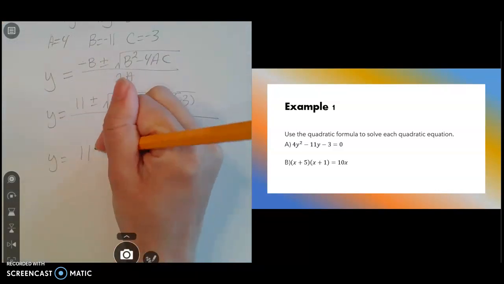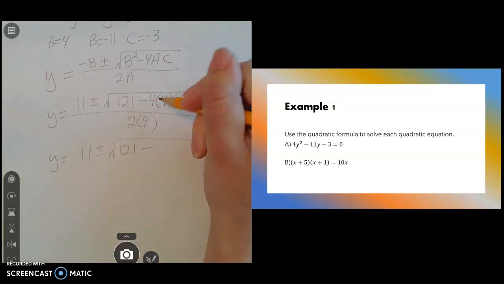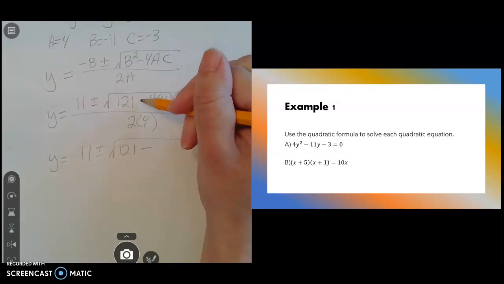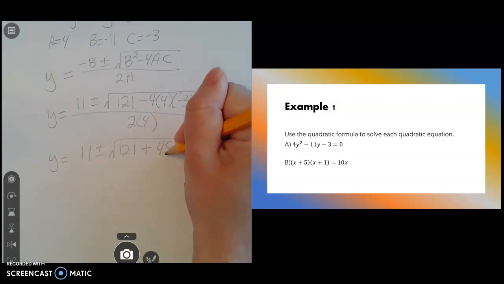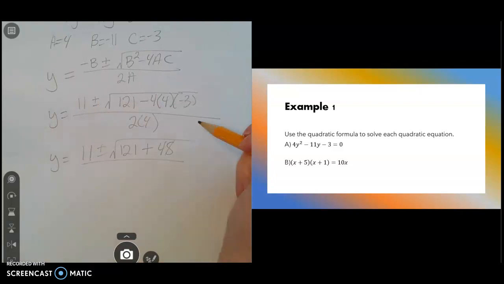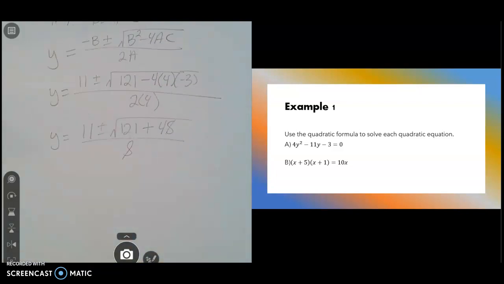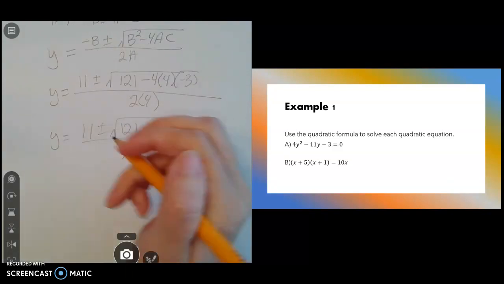So I've got 11 plus or minus the square root. So we've got 121 minus, if I do 4 times 4, I get 16. And then 16 times 3 is 48. And then that'll become a negative 48. And we're going to minus a negative, which is the same thing as adding a positive 48. In the denominator, 2 times 4 is 8. I can simplify a little bit more by adding my terms underneath the square root.